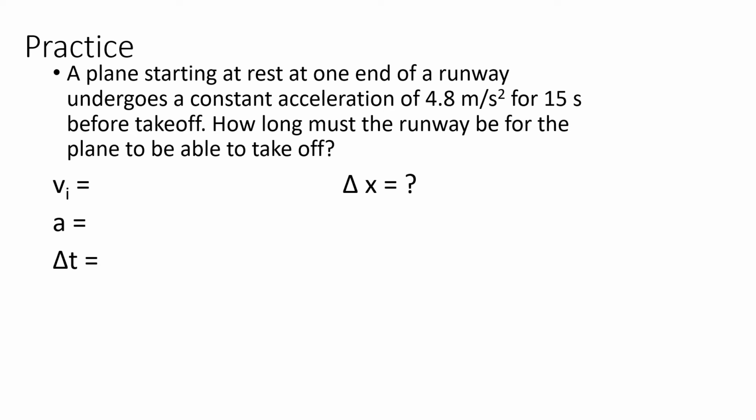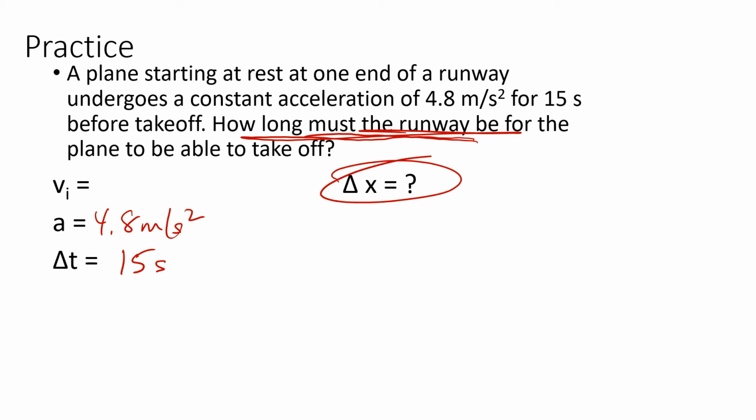So a plane starting at rest at one end of a runway undergoes a constant acceleration of 4.8 meters per second squared for 15 seconds, so delta t right there, before takeoff. How long must the runway be? So that's delta x, for the plane to take off. We're starting at rest, so that makes it easy on us again. So 0 meters per second.